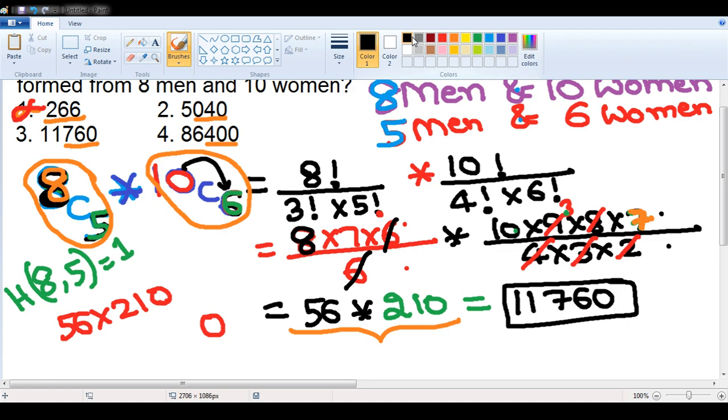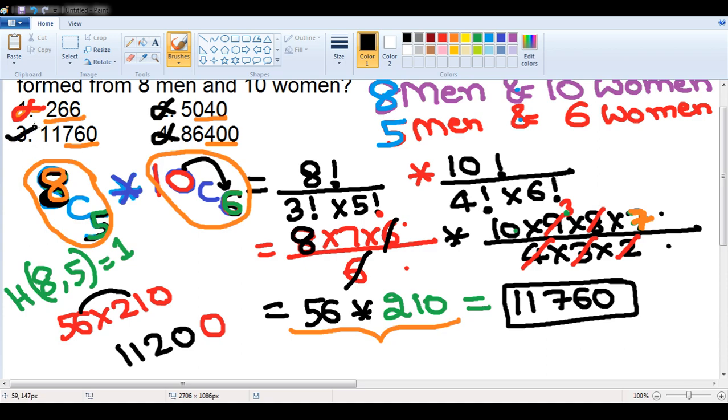Think logically. 56 into 200. 56 into 2 is 112, right? 56 into 2 is 112. That means 56 into 200 itself is 11200. That means the answer should be closer to 11200. It cannot be less than 11200. It cannot be too much more than 11200. So this should be the answer.